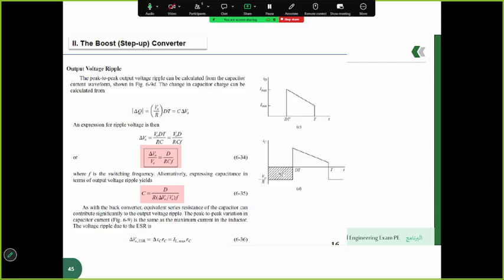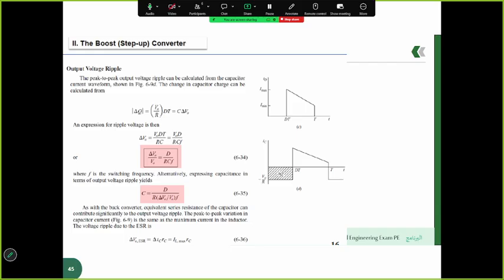To quantify this, the slide analyzes the capacitor charge variation using the basic relationship delta Q is equal to C delta V. By studying the capacitor current waveform over one switching period and integrating the charge variation, the peak-to-peak output voltage ripple can be derived. The final expression shows that the ripple depends on the load resistance R, switching frequency f, duty cycle D, and input-output voltage levels.